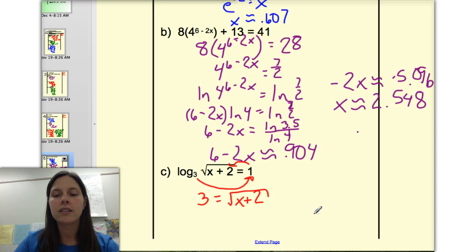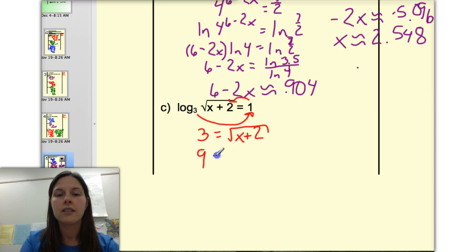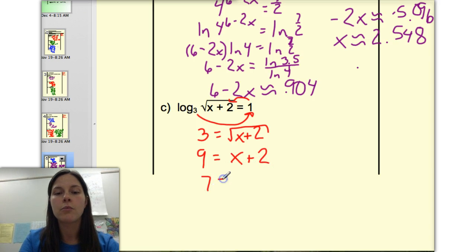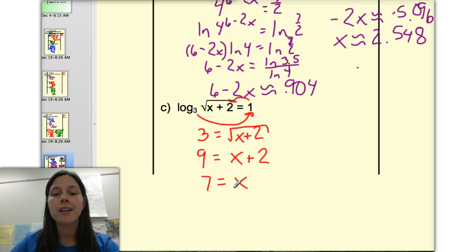So now we get 9 equals x plus 2. And solving easily by subtracting 2 from both sides, we get x equals 7. It's positive, so that looks good for the log. Substituting it back in, we would get an answer that fits within our domain.